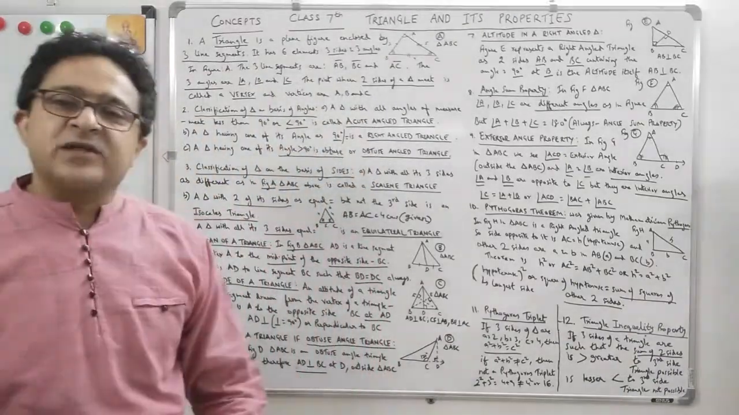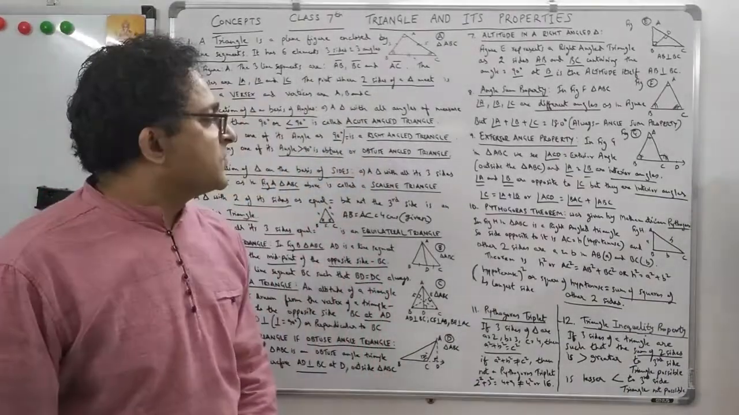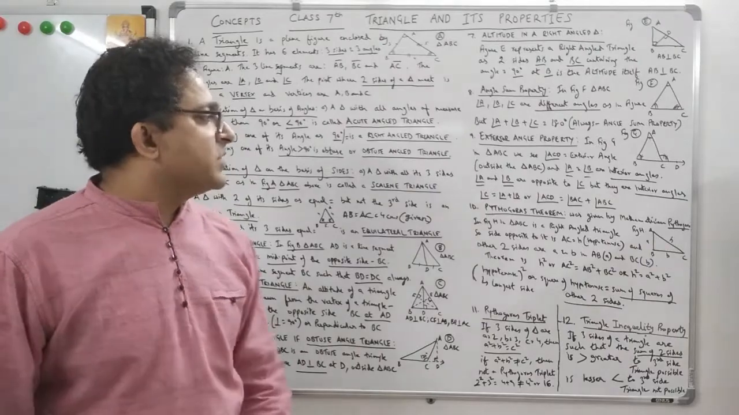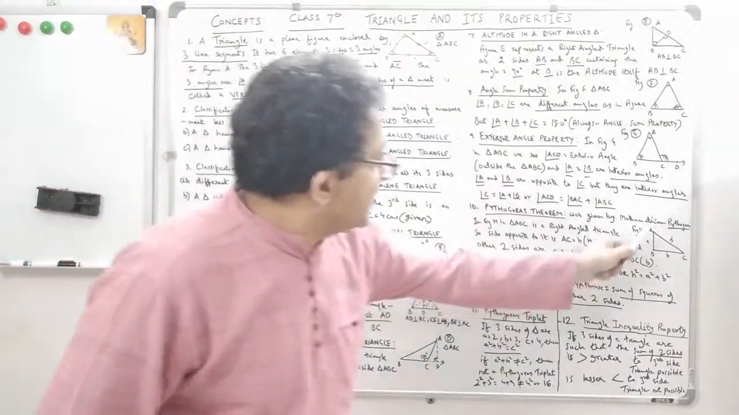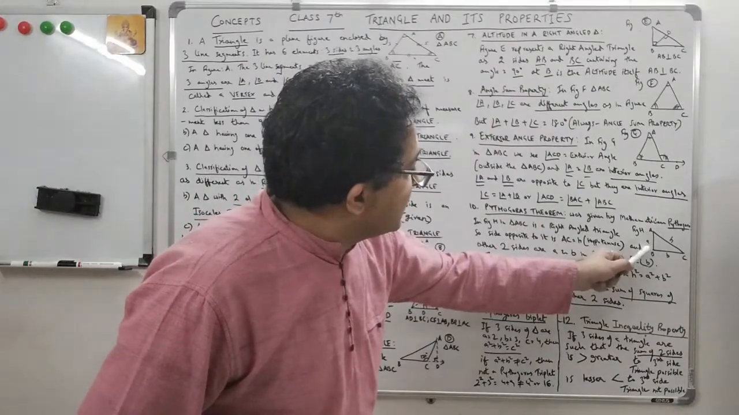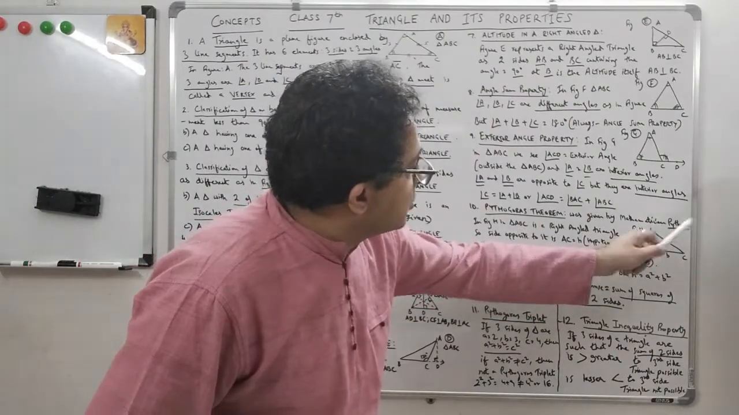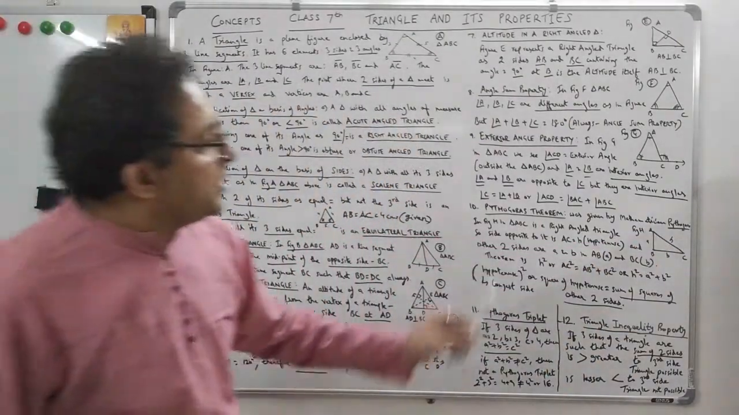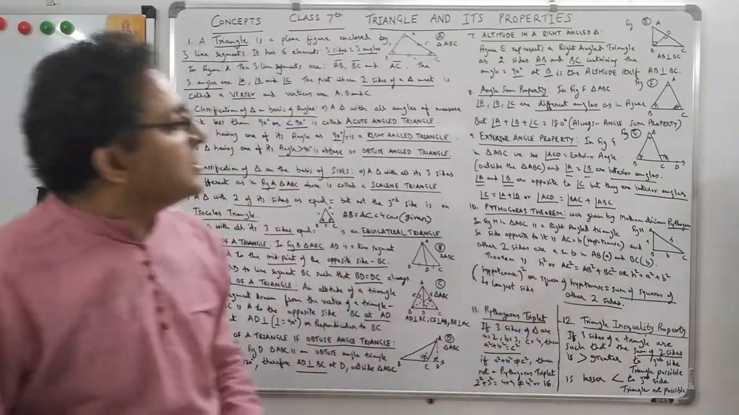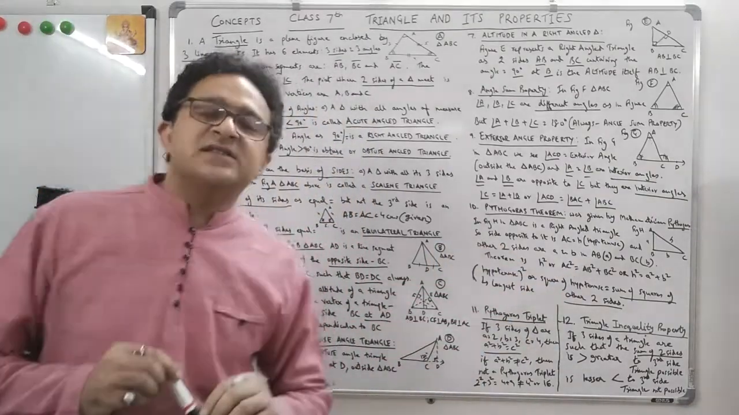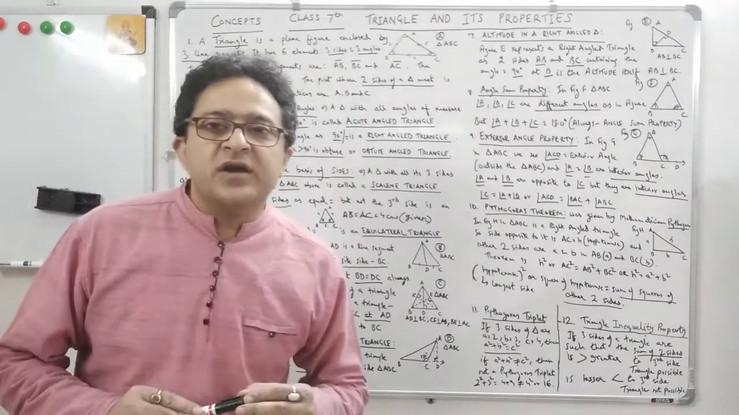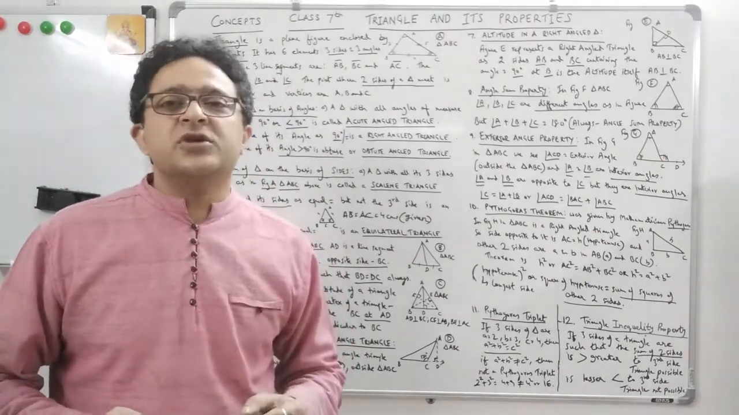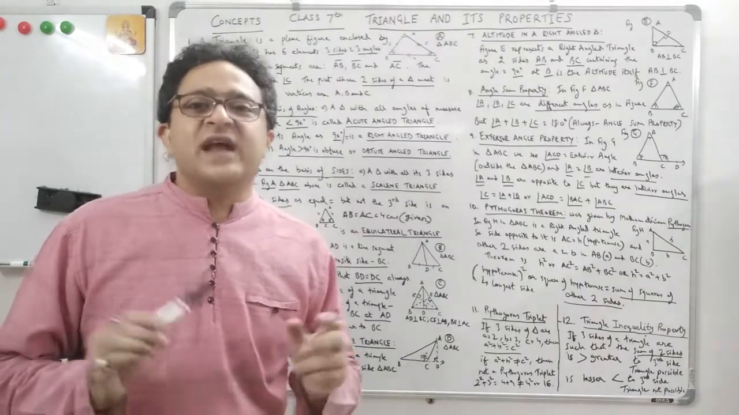It is called Pythagoras theorem because the name was given by the mathematician Pythagoras. Now in figure H, you see sides A, B, and this is H. H is the hypotenuse. What is the hypotenuse? The hypotenuse is the longest side, the side opposite to the right angle. So whenever you talk about Pythagoras theorem, this has to be in a right angle triangle.